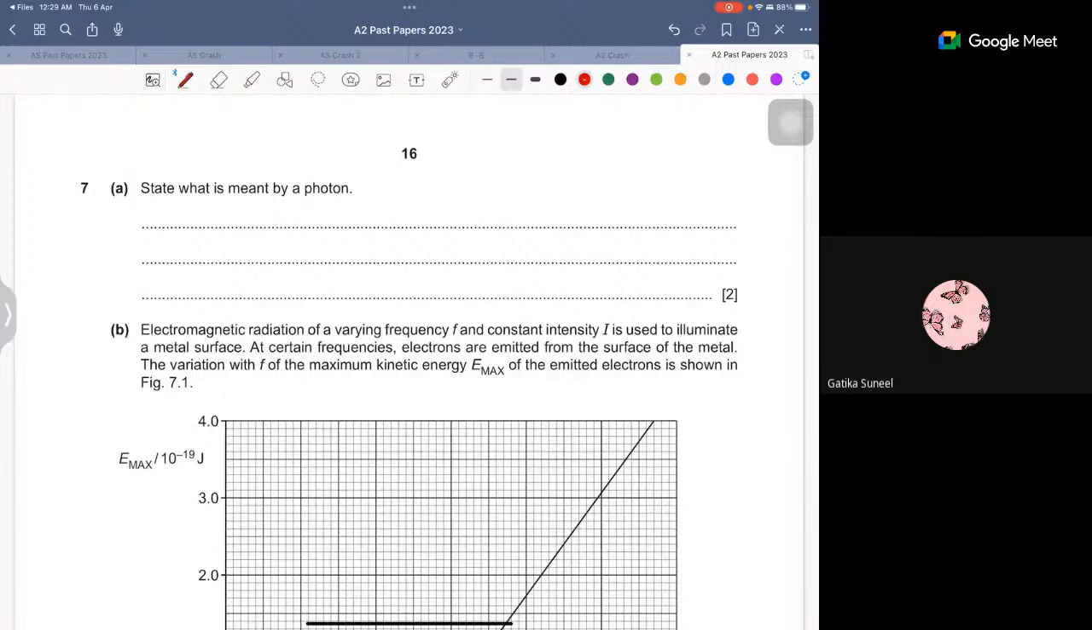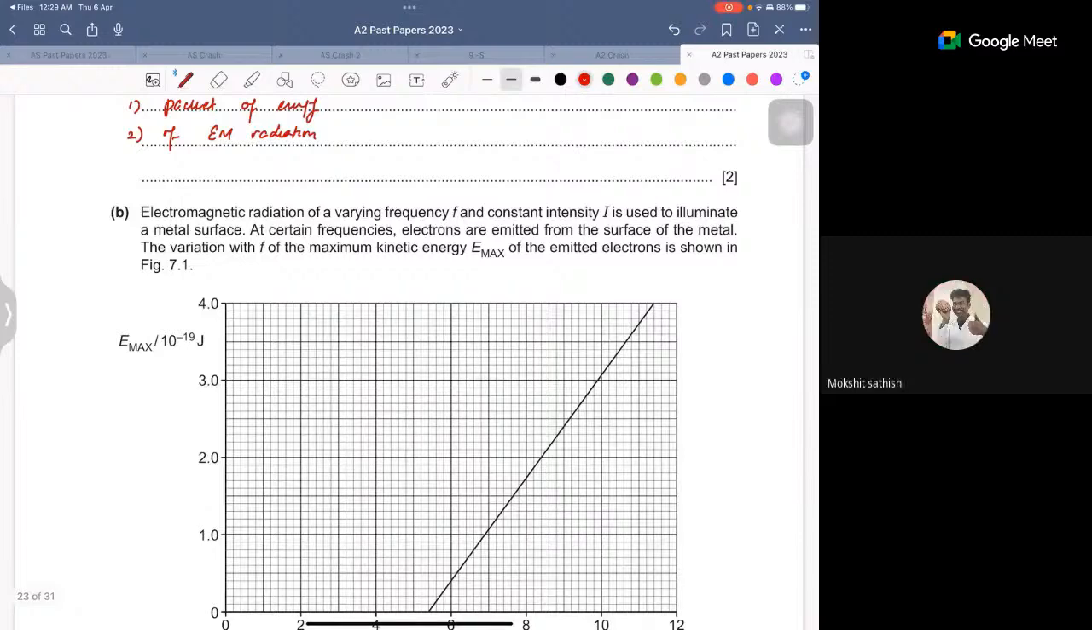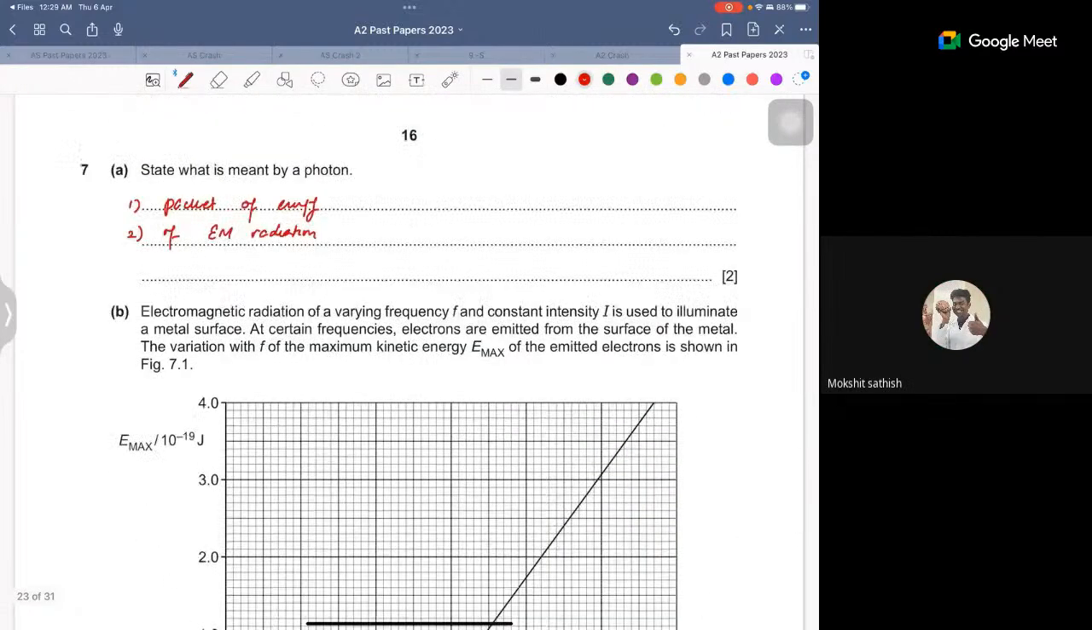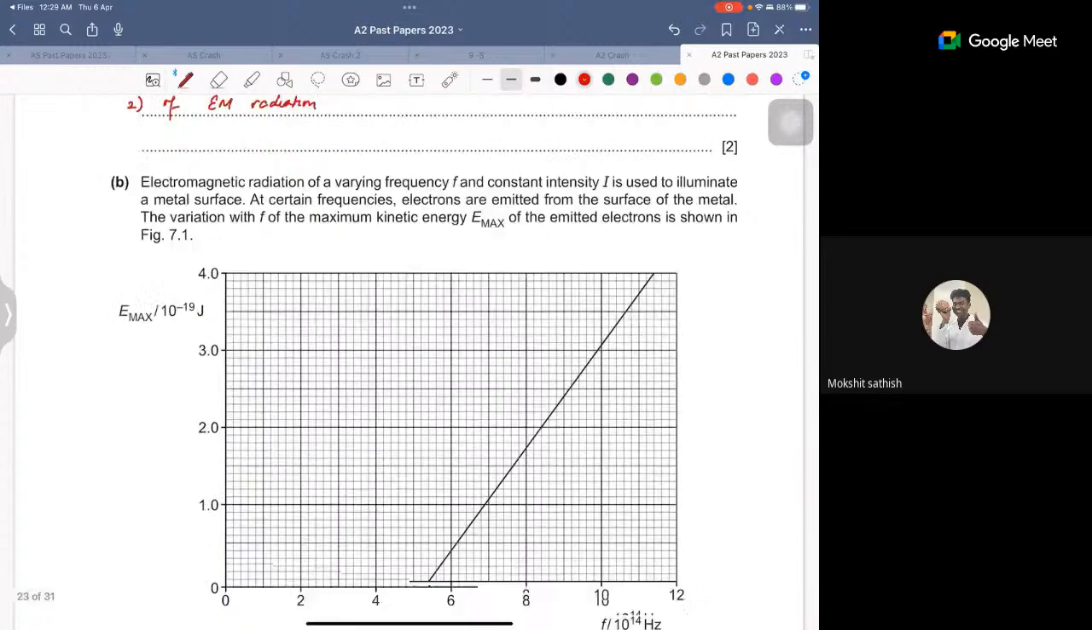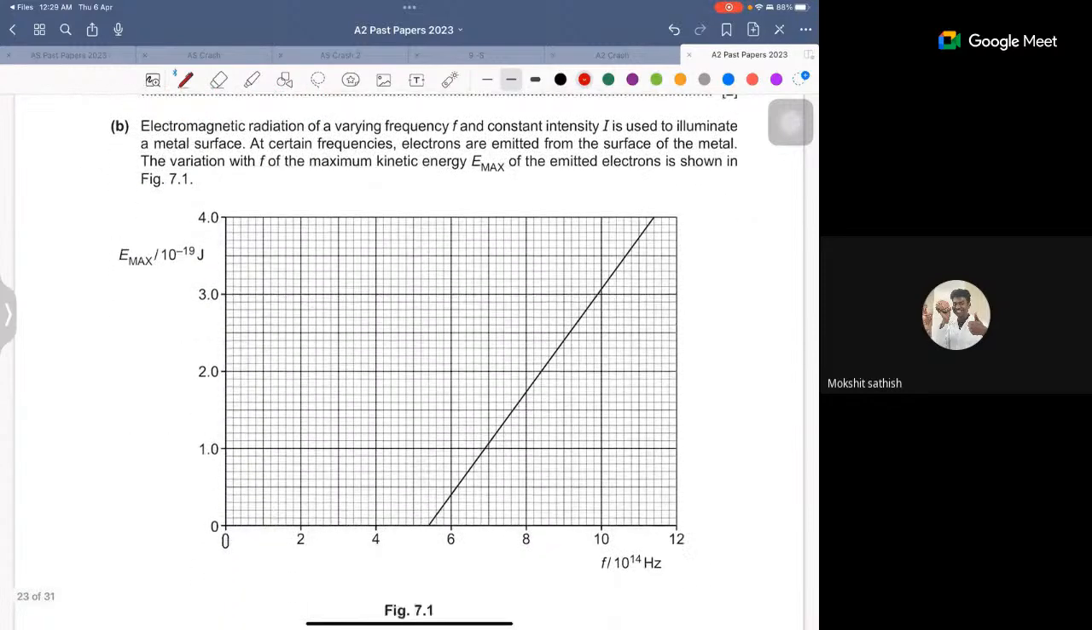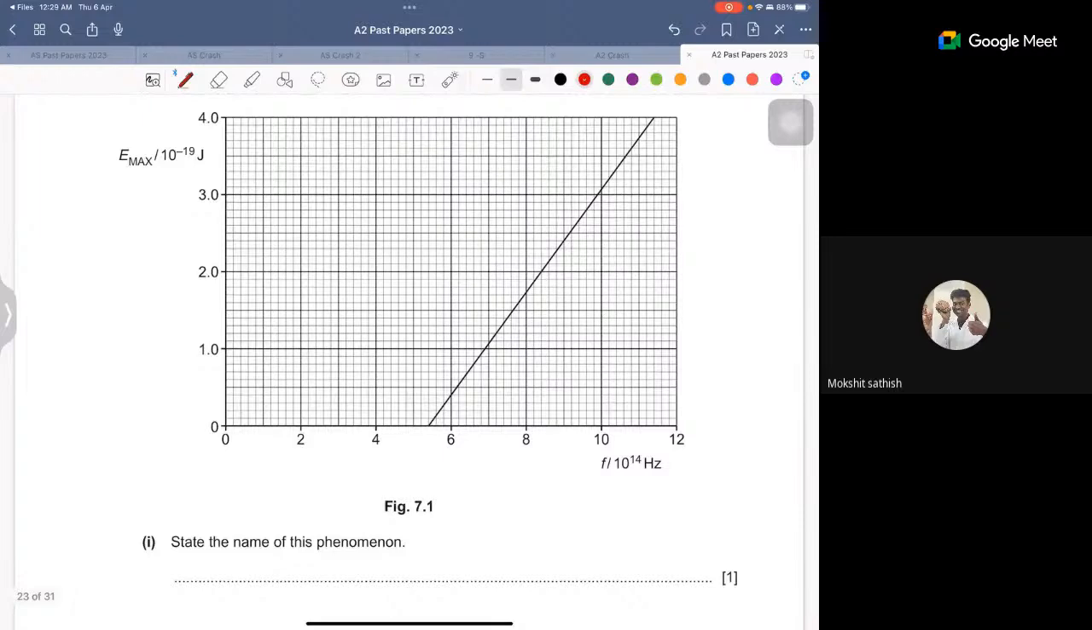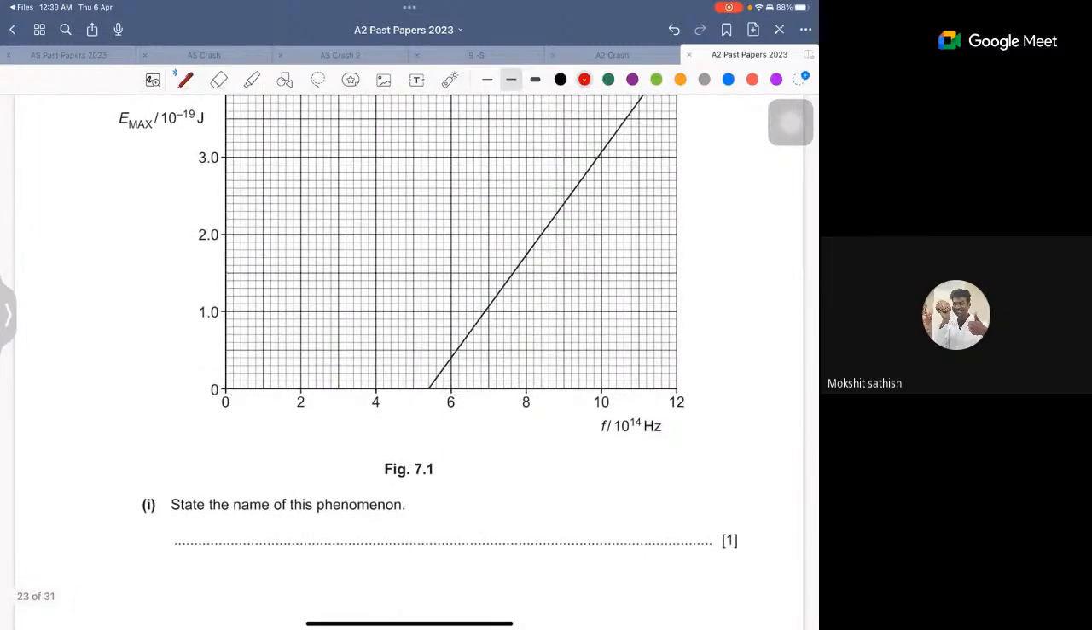Okay, photon, not a big deal. Photon is a packet of energy. So you write that for 1 mark, and the second part is EM radiation. We can also say quantum, in fact, packet is the same thing. Quantum is a good word, by the way. You should use that. State the name of this phenomenon. This is obviously the photoelectric effect.